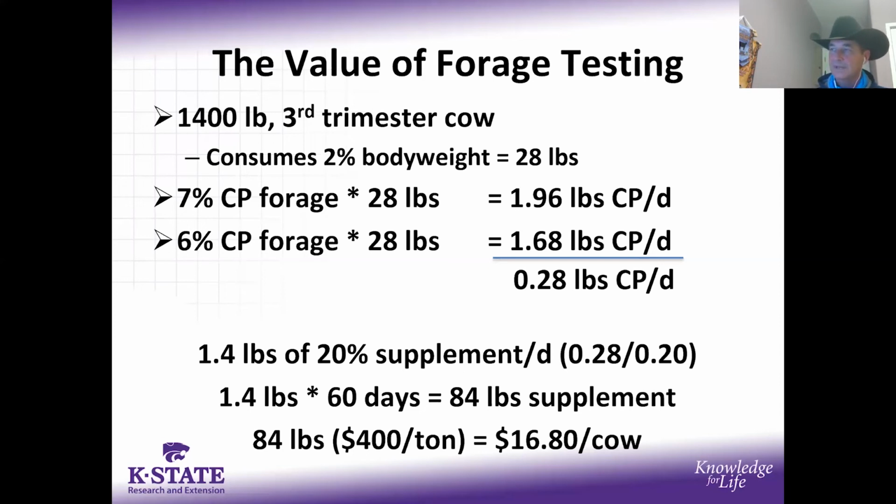So what does all this mean? This example is geared to if, say, you don't have your forage tested and you're guessing that your forage is a 6% crude protein, but it's actually a 7% crude protein, you're losing money. For the amount of money it costs to feed per cow, the $16.80, you could have got that forage tested, known exactly what you had, been a little bit more efficient and saved a little money.